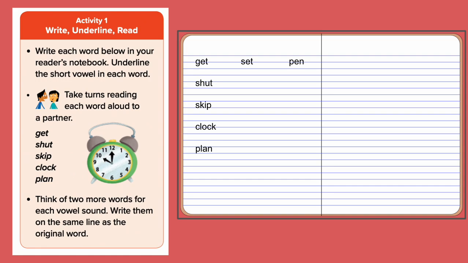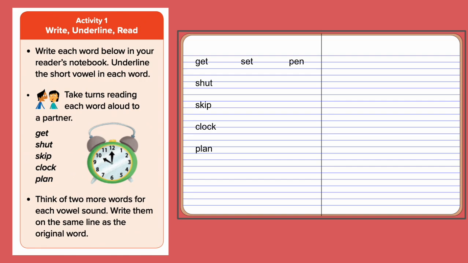So here's an example. My notebook is open. It says write each word below in your reader's notebook and underline the short vowel in each word. I did not do the underlining part. I did write down all the words. Get, shut, skip, clock, and plan. You need to underline the short vowel sound.